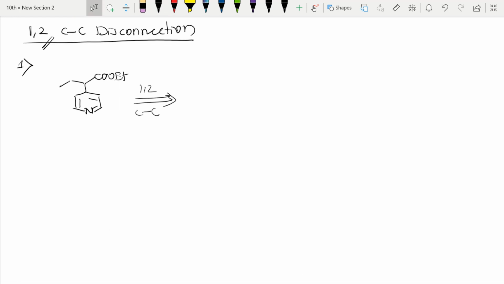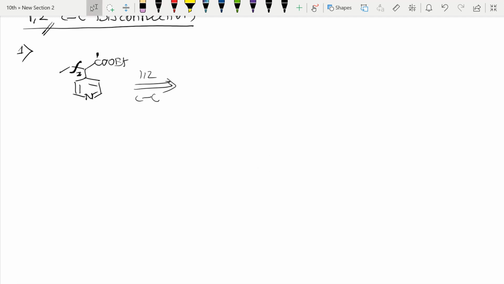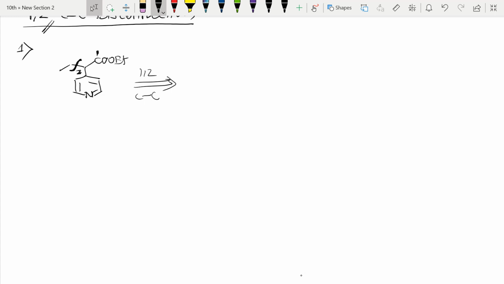See here, I have told always numbering 1 should be given to carbonyl carbon, 2 should be given to the adjacent carbon where there is a heteroatom. But here there is no heteroatom; here it is carbon-carbon bond dissociation, that is the disconnection we are doing. So this arrow is nothing but retrosynthesis. Now we are studying about retrosynthesis, not the simple reaction, right? So it is 1 to CC disconnection.